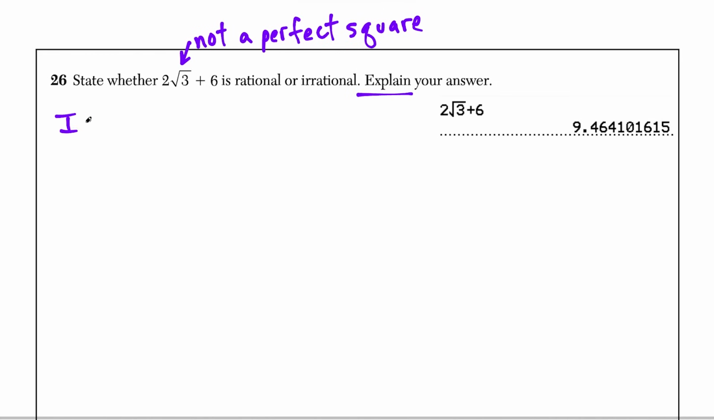So first, we're going to say that our sum is irrational. So we're going to state this first, and then we have to explain. We're going to say irrational. And the reason being is that the sum of an irrational number like this plus a rational number like this is irrational.